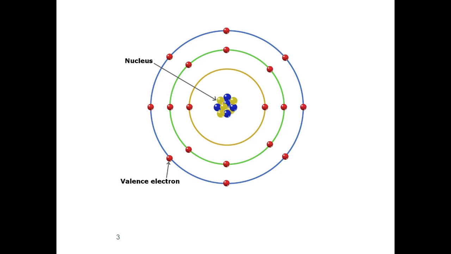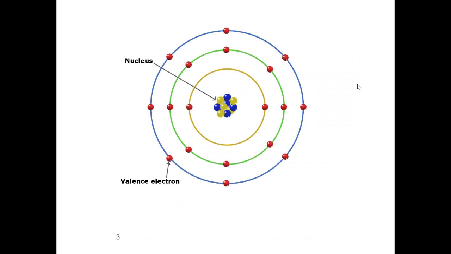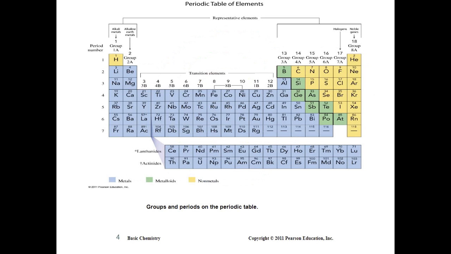So I would say, what element is this? 18. Let's find out in the periodic table. So 18 electrons, that's argon. Okay, so that's the atom of argon, and it has 8 valence electrons.